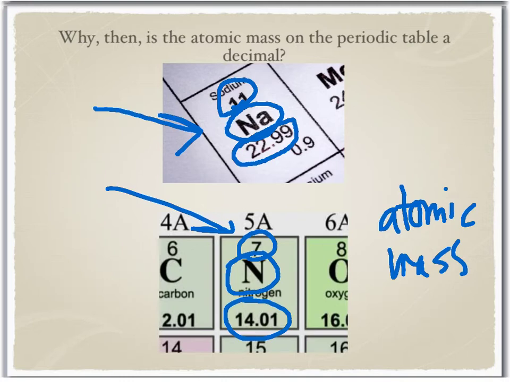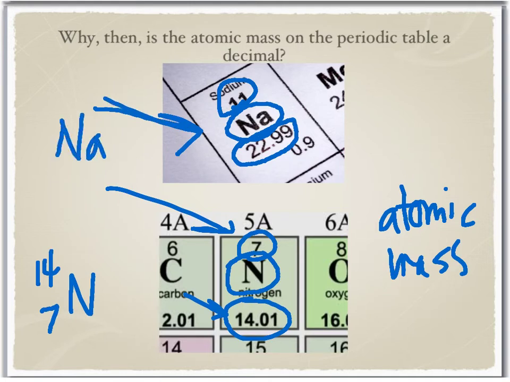But when we write a nuclear symbol, like for nitrogen, there's the symbol N, there's 7 for the atomic number. We simply round off that atomic mass to the nearest whole number. For sodium up here, the nuclear symbol is Na. 11 would be the atomic number. Round this number off, 23, that's the mass number. However, that still doesn't explain why the atomic mass is written as a decimal.